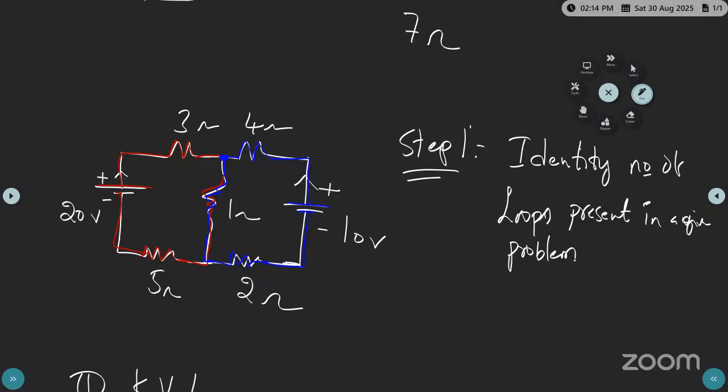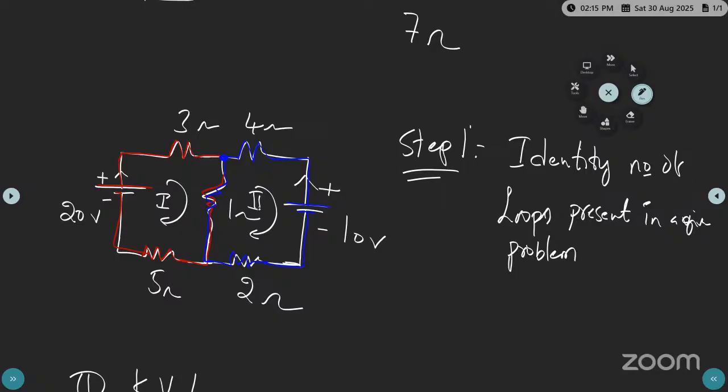In the exam you will get up to 3 loops, not more than that. 2 loops or 3 loops, you have to identify. Now loop 1 is this one. Name it as loop 1, Roman 1. Name it as loop 2, Roman 2. Loop 1, loop 2.